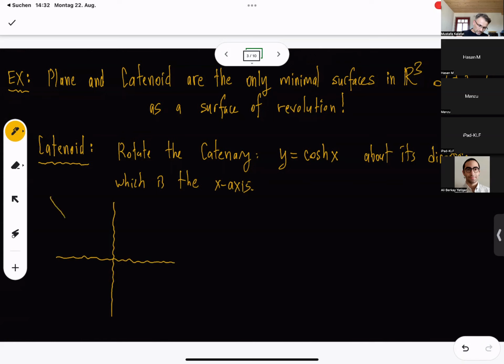I'm just going to make a graph picture. I think it was e to the x plus e to the minus x over 2, if I'm not mistaken, so that passes through 1. And if you rotate it along the x-axis, you're going to obtain a minimal surface with some negative curvature.